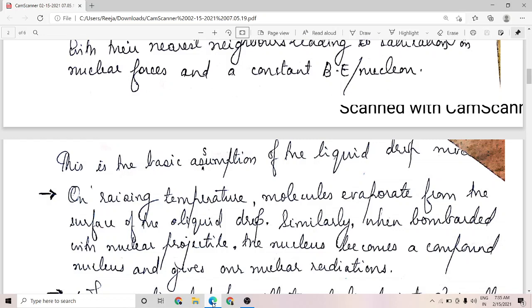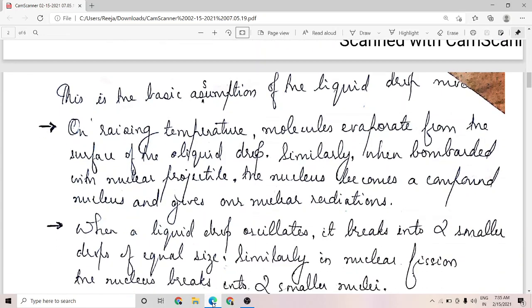So they appear similar. Next, when a liquid drop oscillates, it breaks into two smaller drops of equal size. Similarly, during nuclear fission, the nucleus breaks into two smaller nuclei. So all these are the similarities, or extrinsic analogies, between a liquid drop and a nucleus. So we say that the liquid drop can be used as a model to study the nucleus, and we can go into further studies based on this liquid drop model.